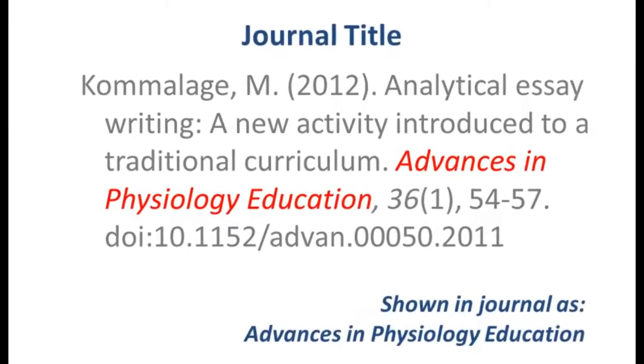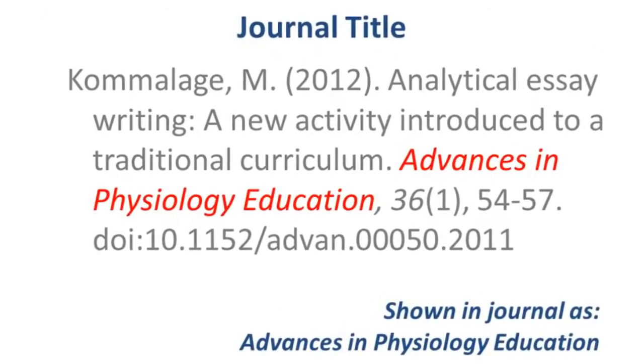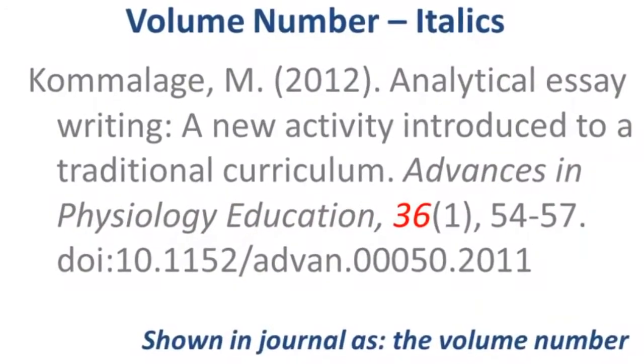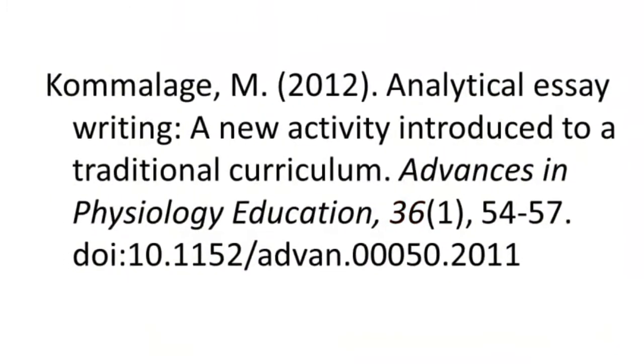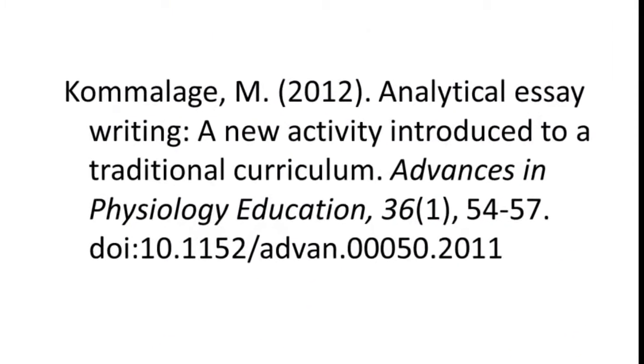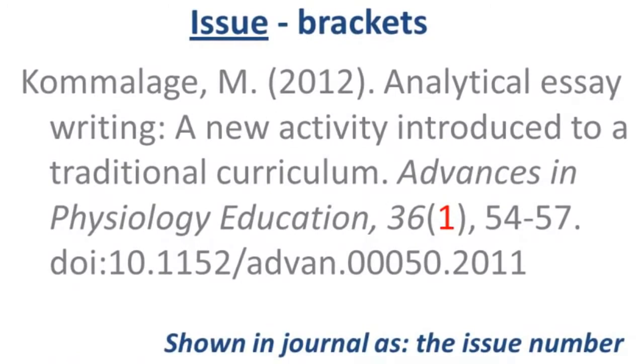Journal title. This is the title of the journal where the article can be found. Format this information using italics followed by a comma. Volume number. Use italics for this number. Issue number. This does not need italics. Write the number of the issue within the brackets, followed by a comma.